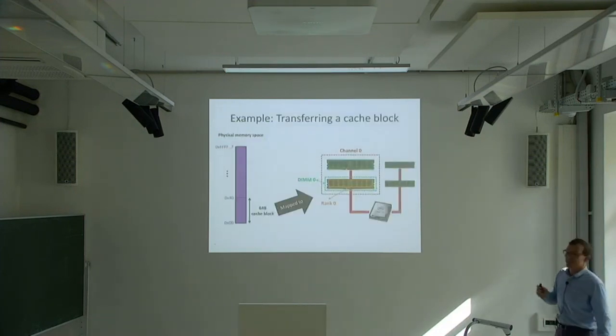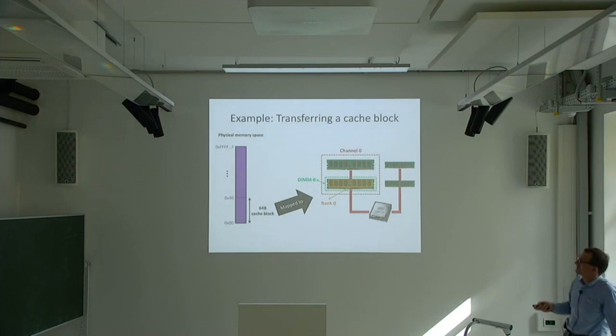So let's take a look at an example of transferring a cache block. So this is our physical memory space, and we have a 64-byte cache block. And this needs to somehow get mapped to a channel. So in this case, we map it to rank 0, DIMM 0, channel 0, for example.